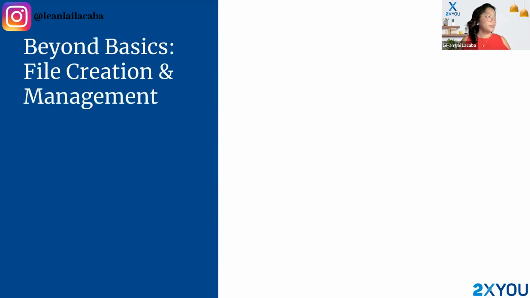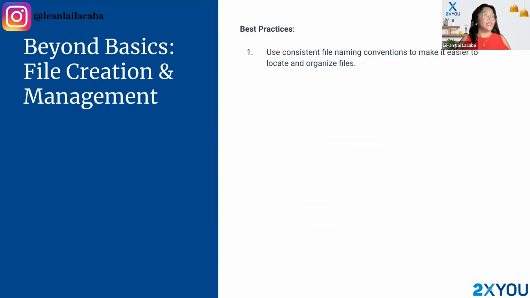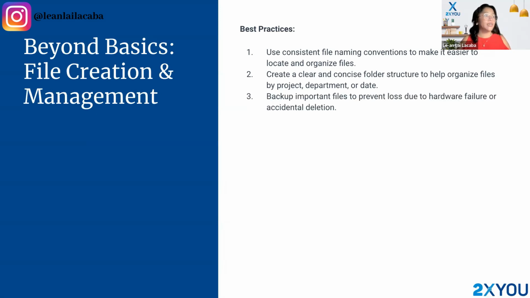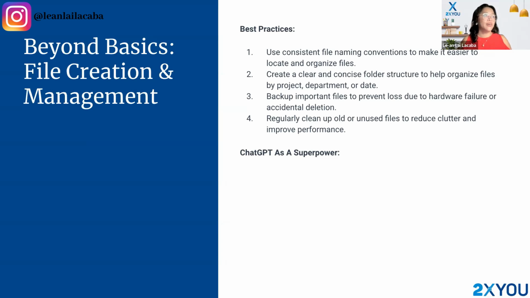On file creation and management, the beyond-basics best practices are: use a consistent file naming convention to make it easier to locate and organize files. Create a clear and concise folder structure to help organize files by project, department, or dates. Back up important files to prevent loss due to hardware failure or accidental deletion, which happens. Regularly clean up old or unused files to reduce clutter and improve performance. Basically, as you clean everything up, make sure it doesn't get messy again. So creating the processes of what that looks like is really important.